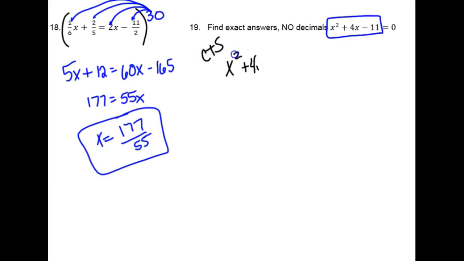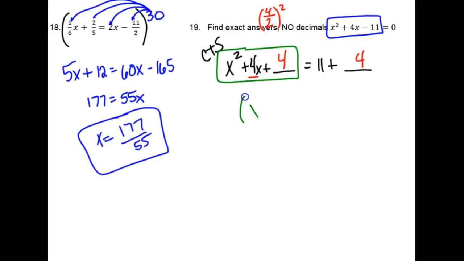X squared plus 4x plus blank. I'm going to add the 11 over, and then I'm going to balance out my completing the square. So remember, completing the square, you take half of this number. So you take your middle number divided by 2, and then you square it. So that would be 4. And the reason you did that is because this trinomial is going to factor really beautifully into a squared binomial.